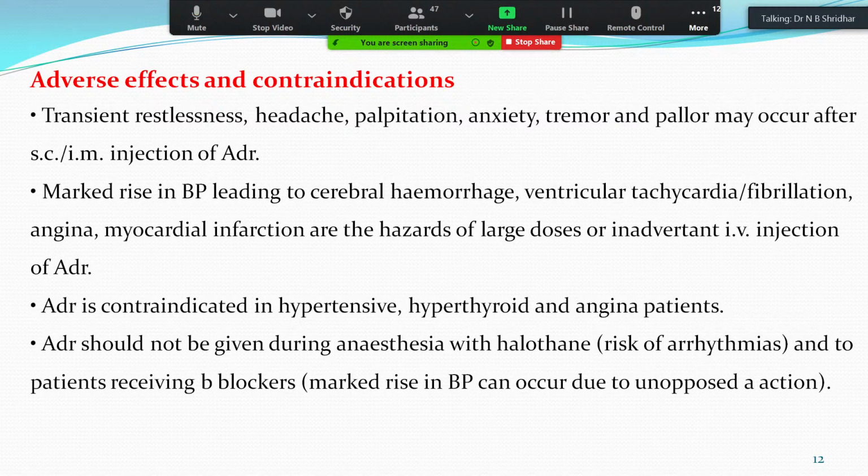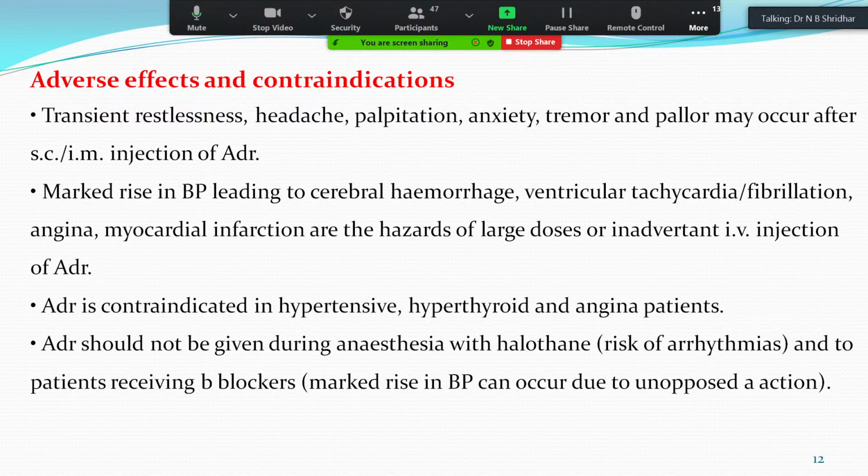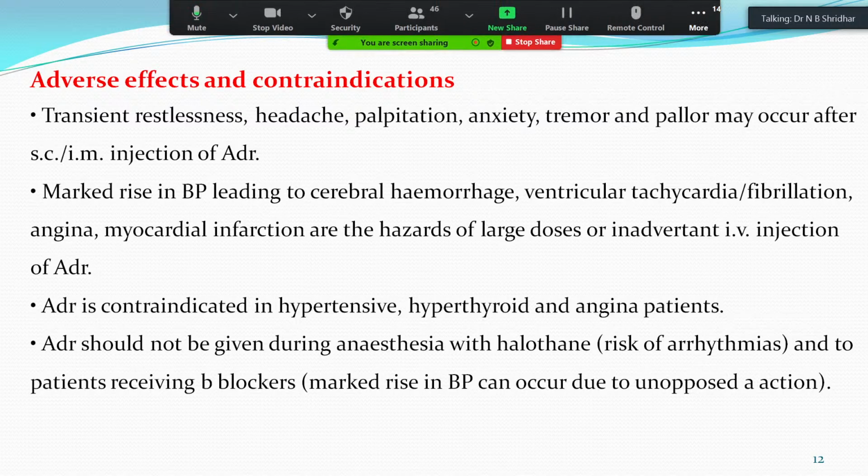Adrenaline is contraindicated in hypertensive, hyperthyroid and angina patients, because in angina patients there is already cardiac pain. Then at that time the adrenaline will increase it more, and also in hypertension the blood pressure is already high. So in such patients the blood pressure will increase more and more, and there is a chance of cardiac failure.